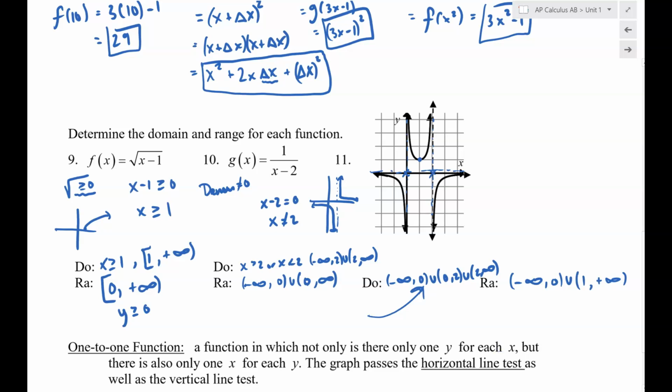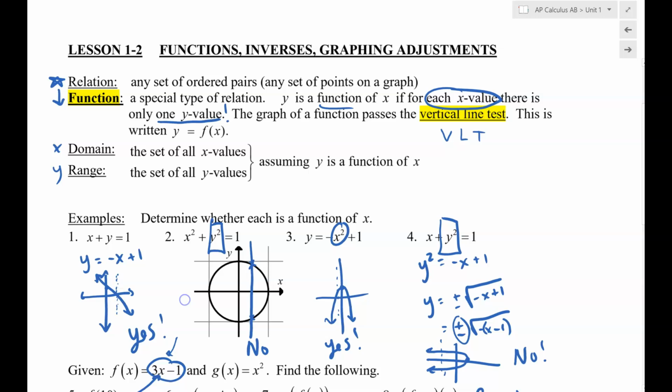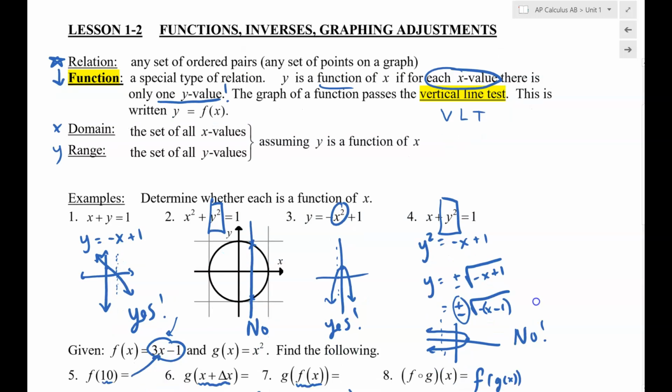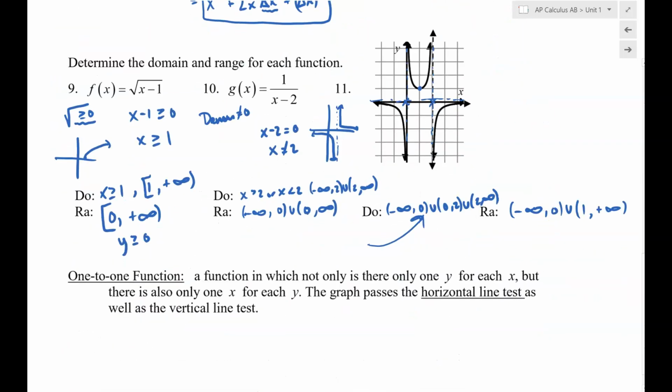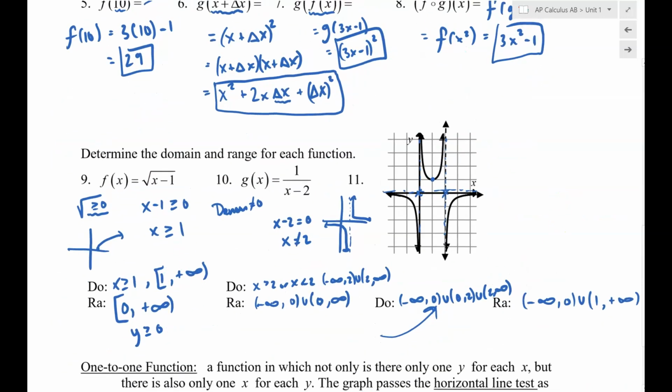Okay. So in this video, we talked about functions. We said, is this a function? Yes or no. And we also talked about evaluating functions here with composition and the domain and the range.